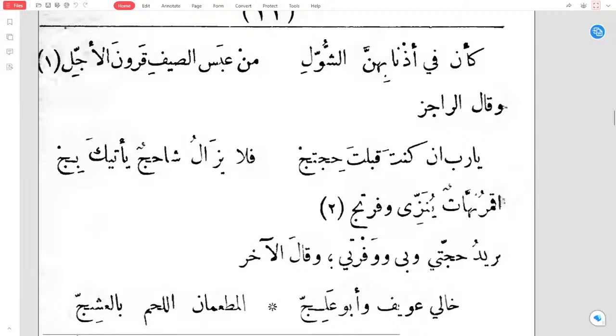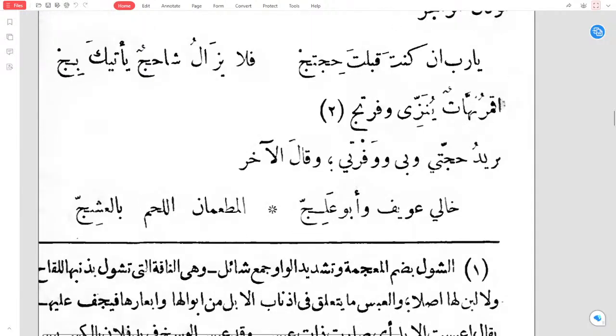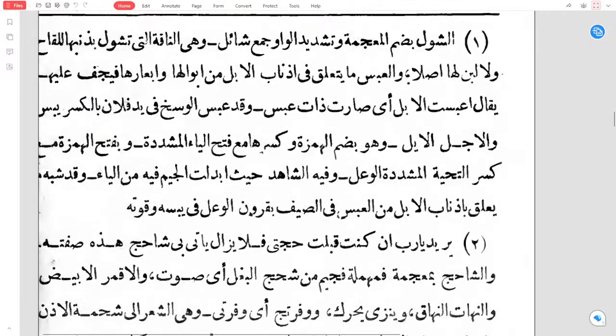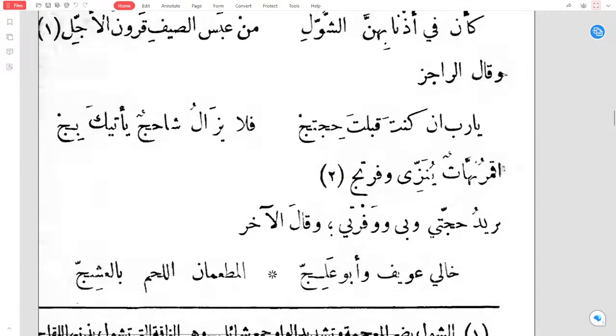Oh my Lord, if it is such that you had accepted my hajj in the past, then still, till now, even though I've already done hajj, it is such that I have not stopped performing hajj. This is my guess of what the meaning would be. فَلَا يَزَالُ شَاحِجٌ. So now shahij refers to a kind of donkey, if I'm not mistaken. I've come across this line before.